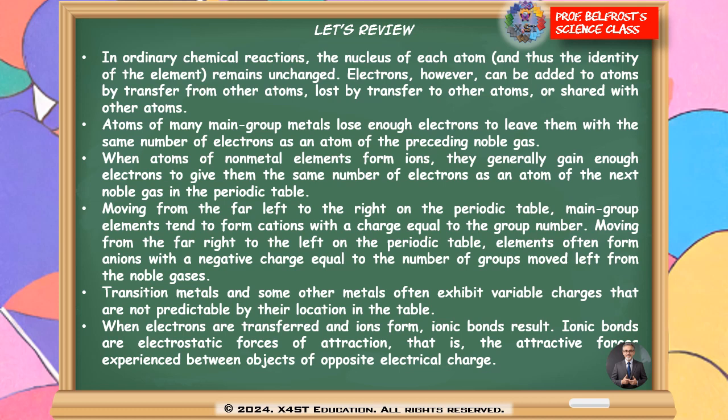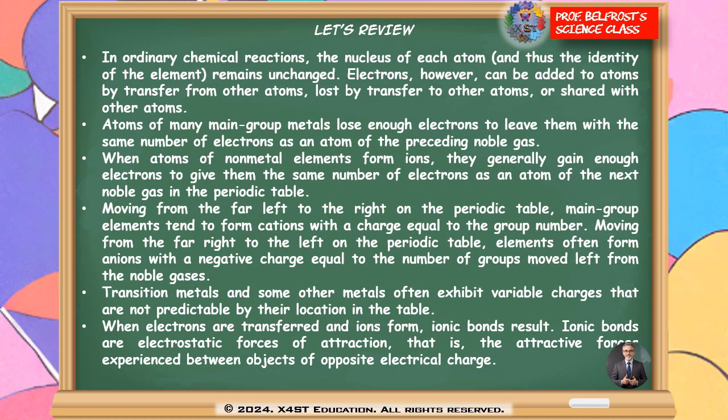So let's review a little about our discussion last time. In ordinary chemical reactions, the nucleus of each atom, and thus the identity of the element, remains unchanged, but electrons can be added to atoms by transferring from other atoms, lost by transferring to other atoms, or shared with another atom. Atoms of many main group metals lose enough electrons to leave them with the same number of electrons as an atom of the preceding noble gas. When atoms of nonmetal elements form ions, they generally gain enough electrons to give them the same number of electrons as an atom of the next noble gas in the periodic table.